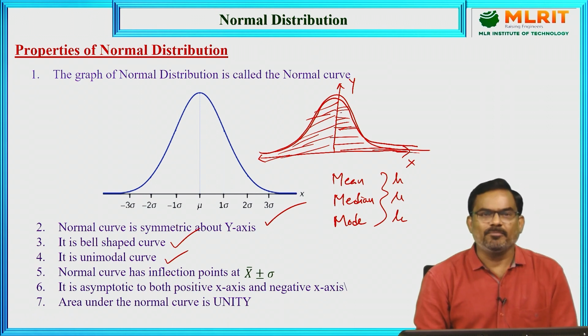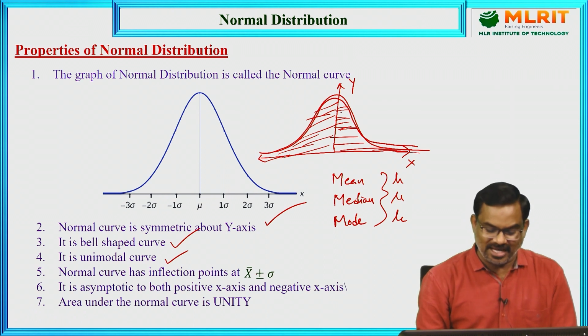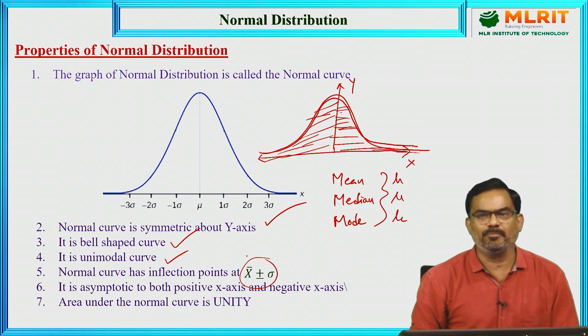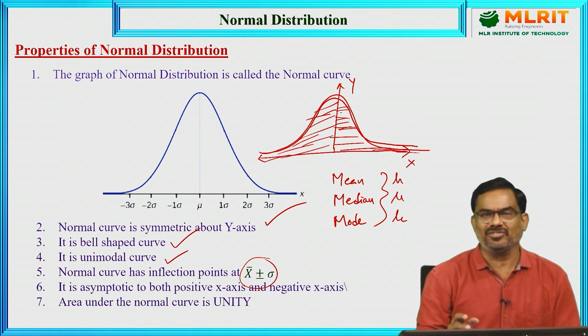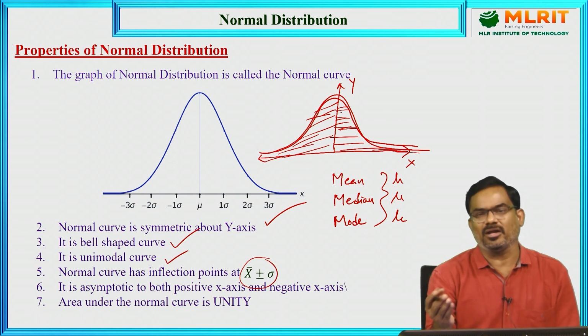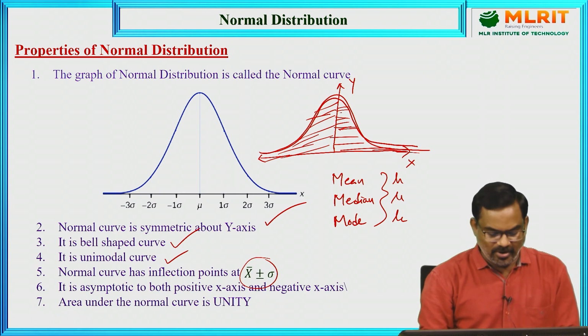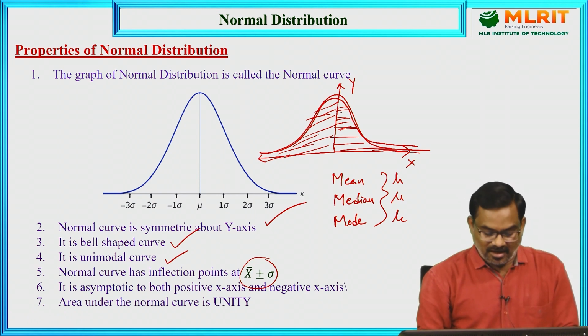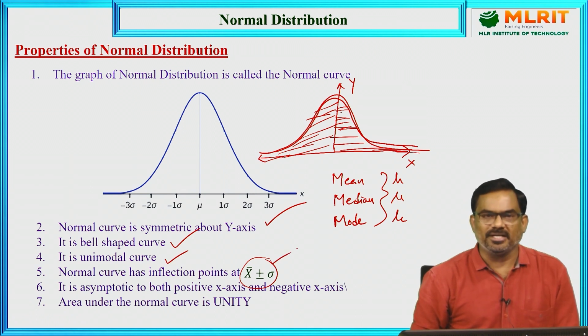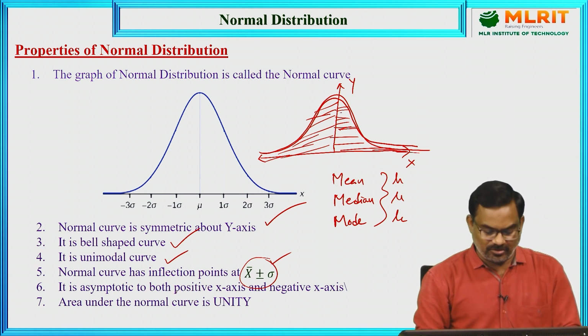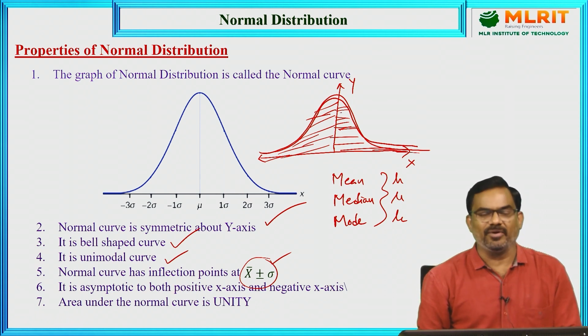Next, the normal curve has inflection points at x bar plus or minus sigma. An inflection point is the point at which the curve changes its convexity to concavity or concavity to convexity. That is called a point of inflection. And for the normal curve, the points of inflection are given by x bar plus or minus sigma. Next, it is asymptotic to both the positive x-axis and the negative x-axis.